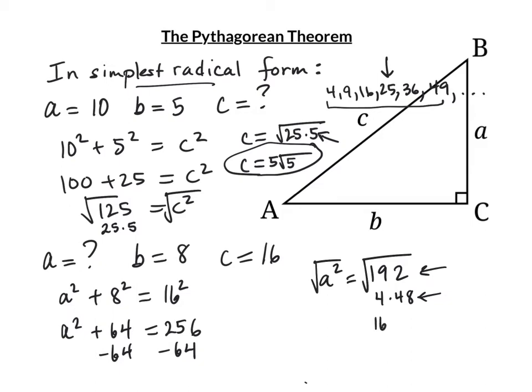So I'll write 192 is 16 times something. It's 16 times 12. But again, 12 still has a perfect square in it. It's 4 times 3. So if I take 4 times 16, I'll get the biggest perfect square. In fact, that's 64. 192 is 64 times 3. So a squared is 64 times 3. The square root of 64 is 8. So 8 root 3 then is my answer.